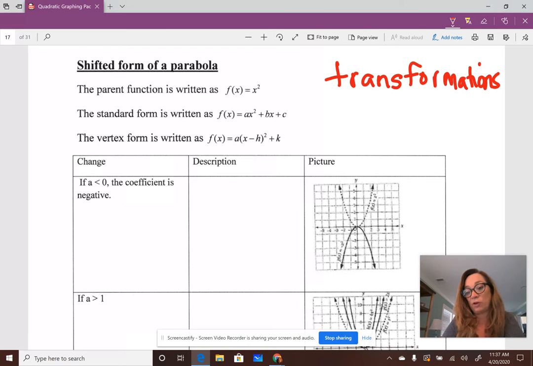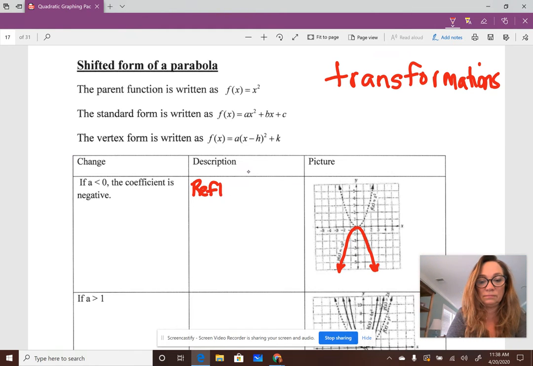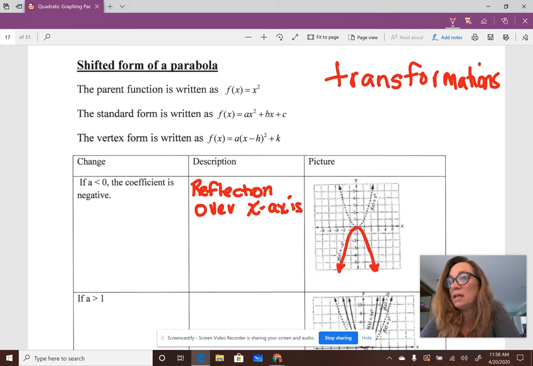So what happens if the quadratic term is negative? Well, if the quadratic term is negative, you get this, which is a reflection over the x-axis. It will not change the vertex. It will not change the width or anything. It's just a reflection over the x-axis.